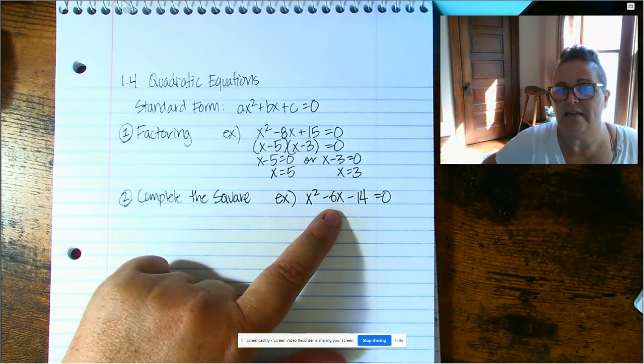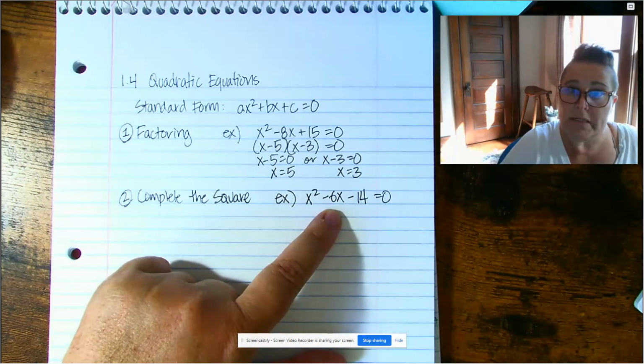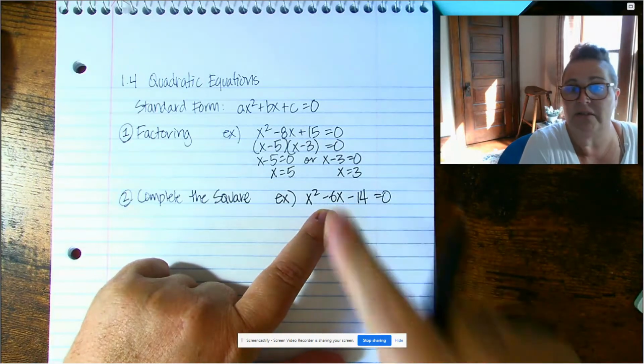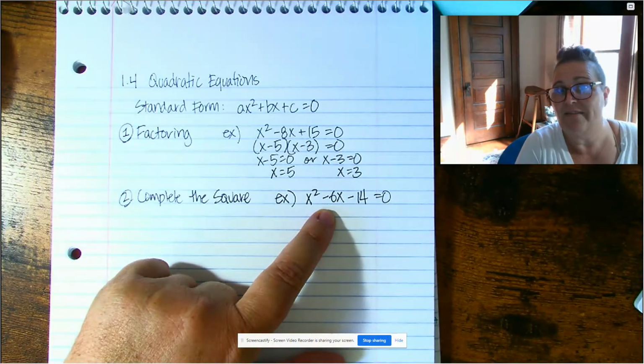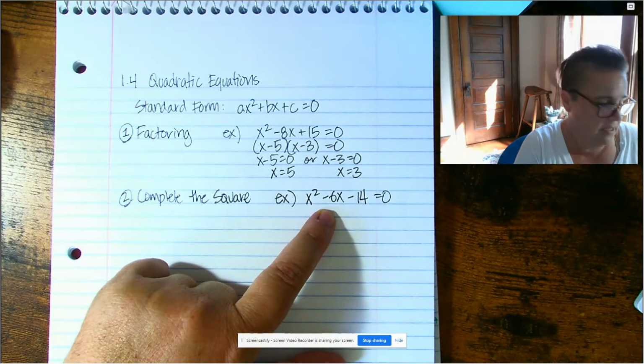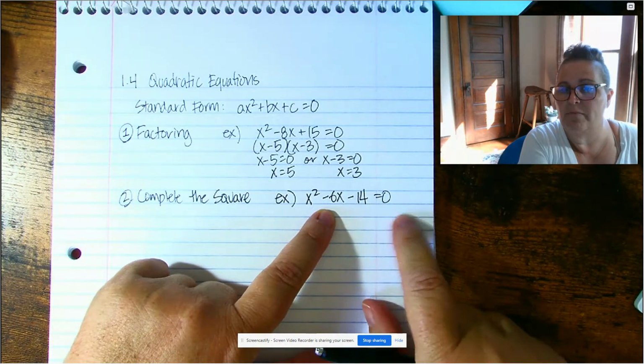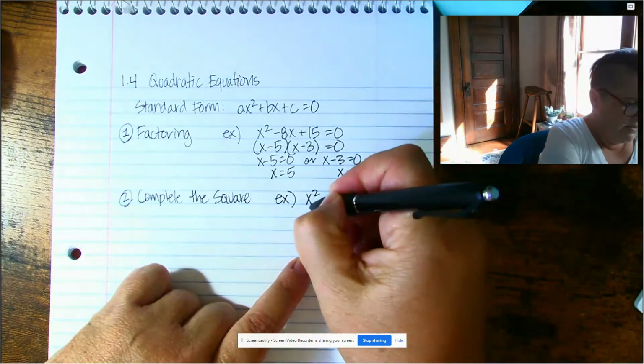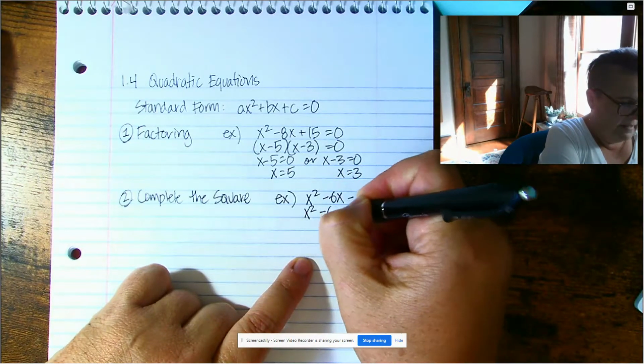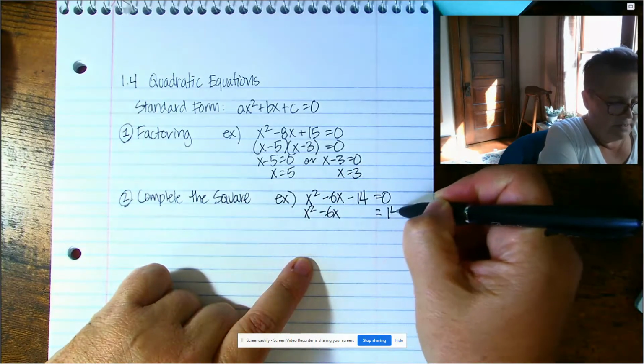Secondly, the middle term is even. That's always nice because when you complete the square, you have to take half of this middle term, and if it's an even number, that makes it way easier already. The minus 14, I'm going to move over to the other side. So this is going to give me x squared minus 6x equals 14.